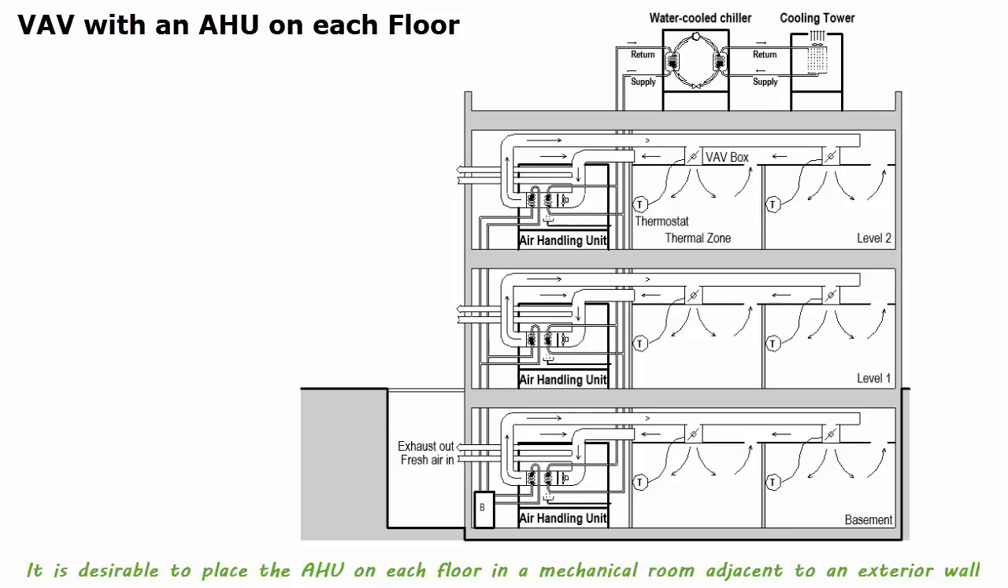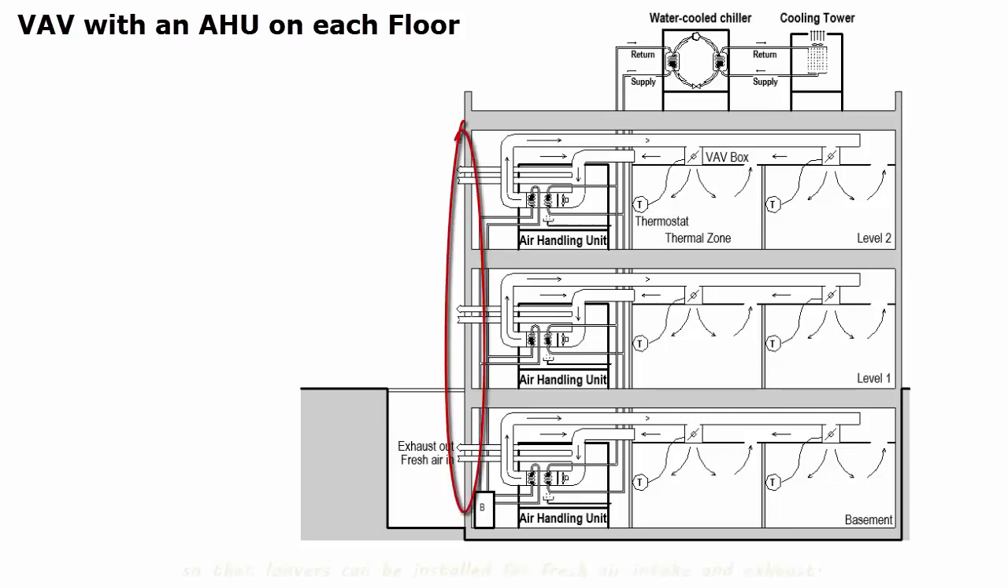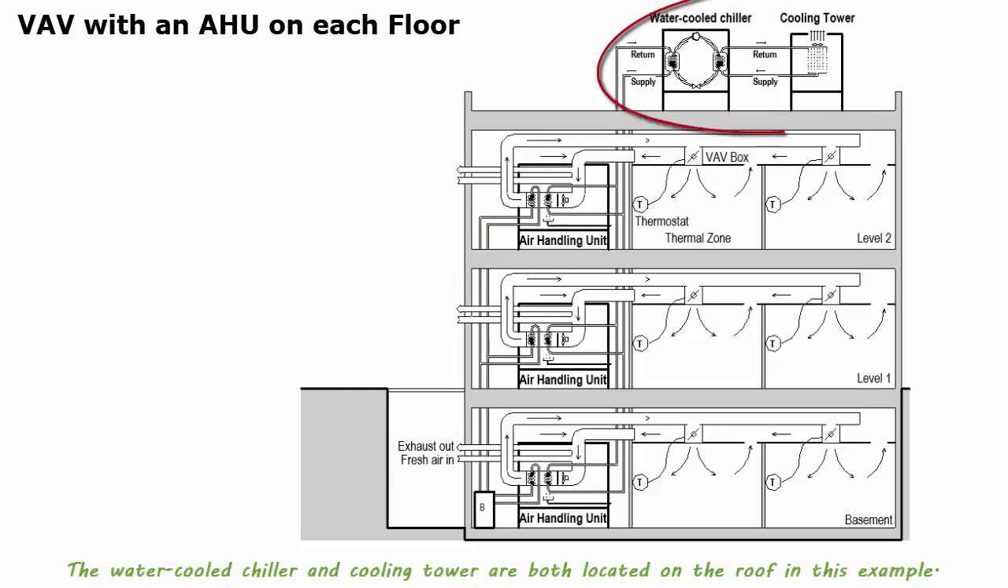It is desirable to place the air handling unit on each floor in a mechanical room adjacent to an exterior wall, so that louvers can be installed for fresh air intake and exhaust. The water-cooled chiller and cooling tower are both located on the roof in this example.